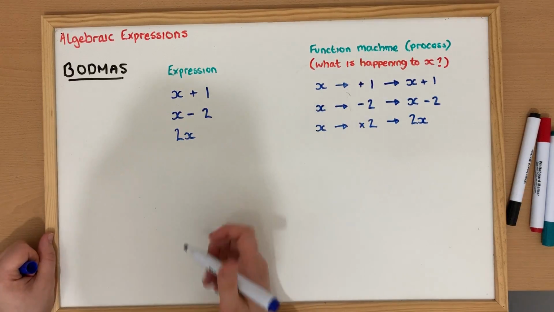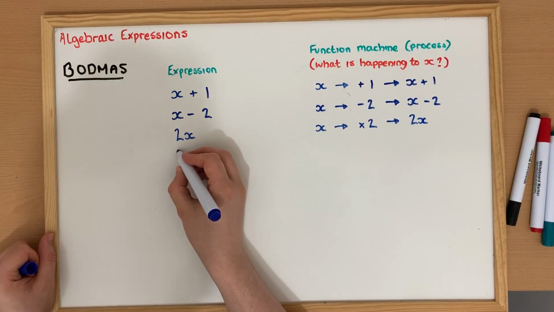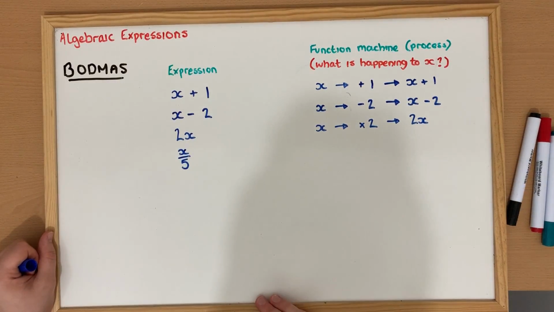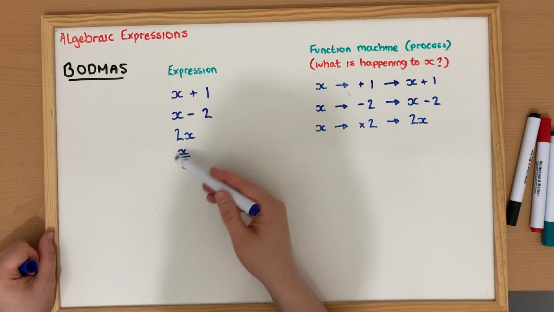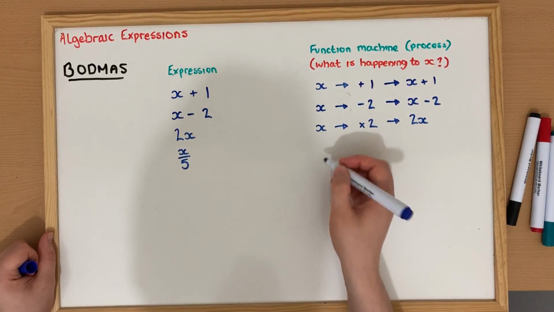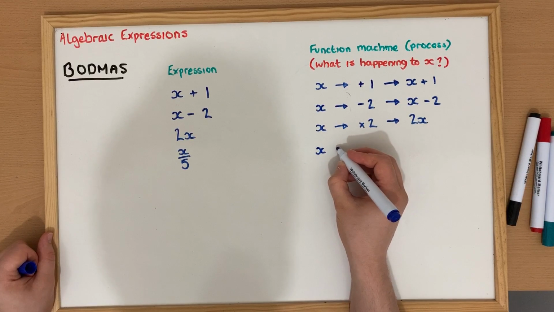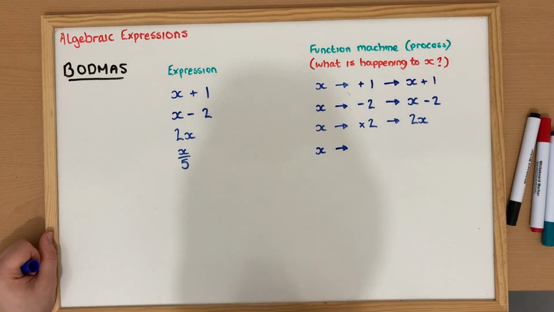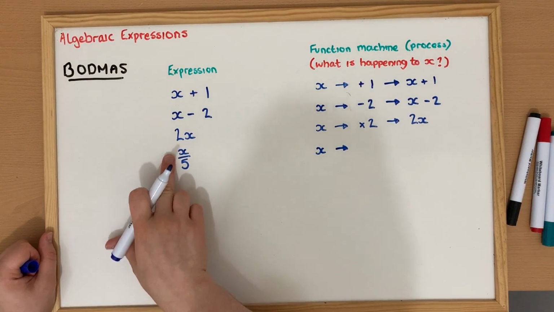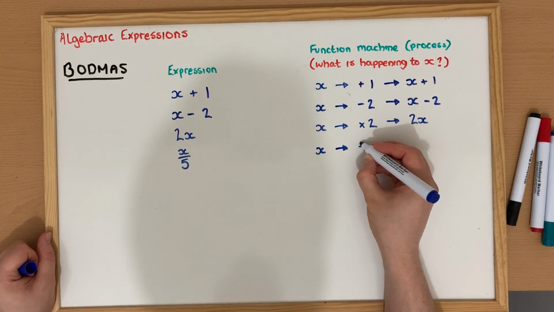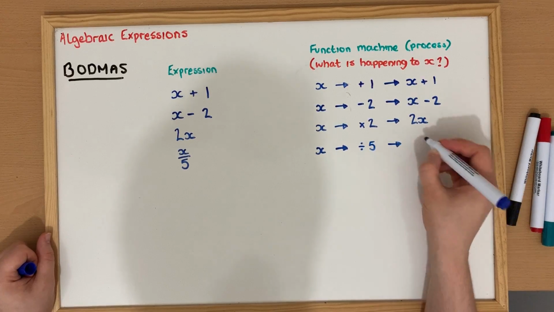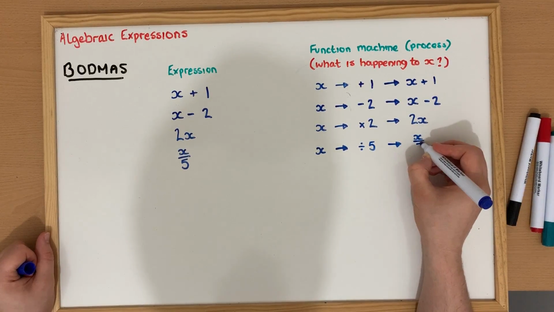And the last type of expression we're going to look at is what happens if we have something like x over 5. So in this case, we have a fraction, which we are going to again describe as a process. So x over 5 this time, which, if you remember our rules of fractions, this just means x divided by 5. So our process here is divide by 5. And we end up with x over 5.